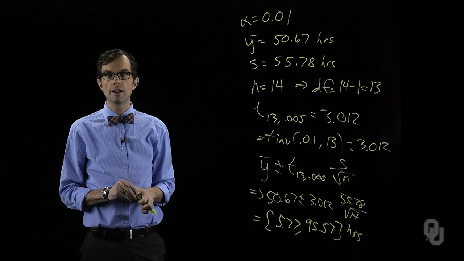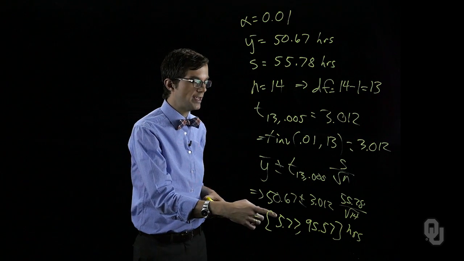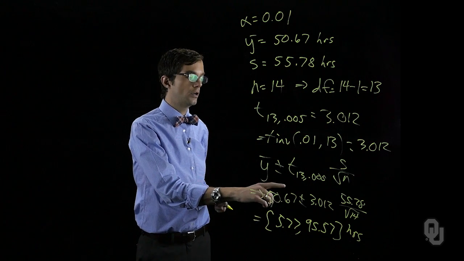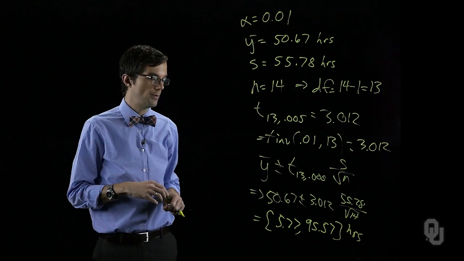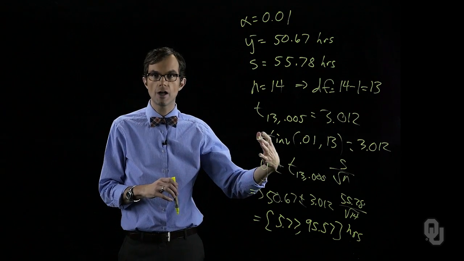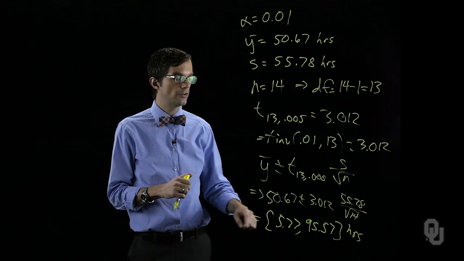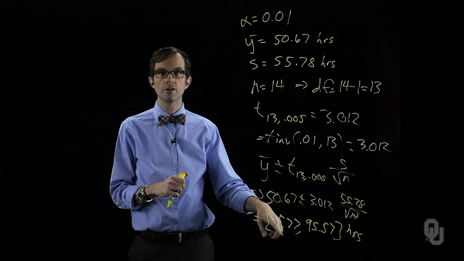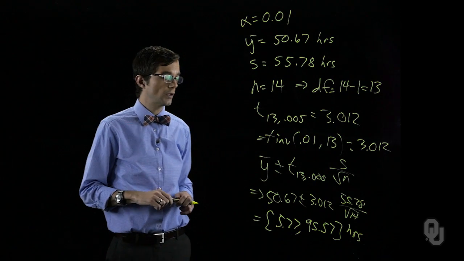So what are we saying here? We have a 99% confidence interval for the true mean duration of outages that were initiated during the day. We would read that as we're 99% confident that the true mean duration of outages initiated during the day is between 5.77 and 95.57 hours.